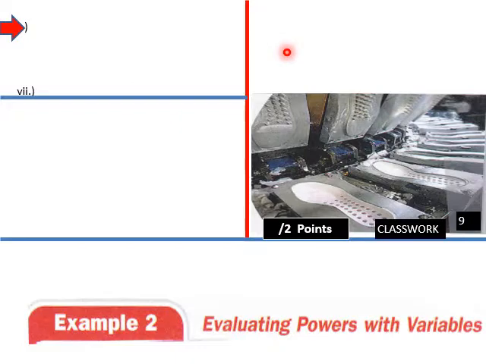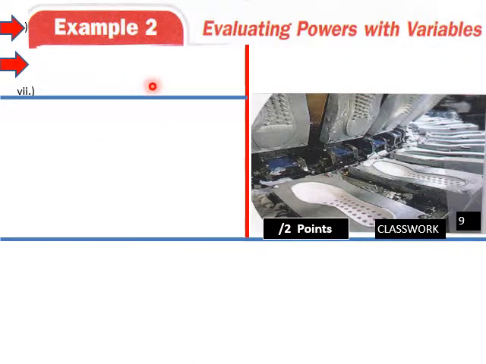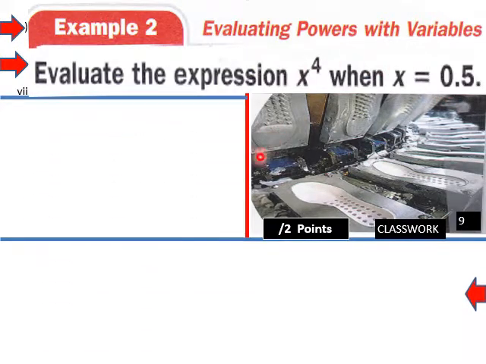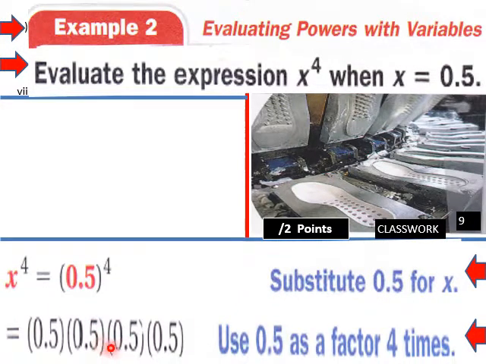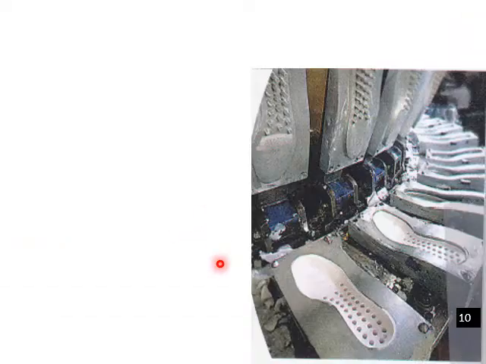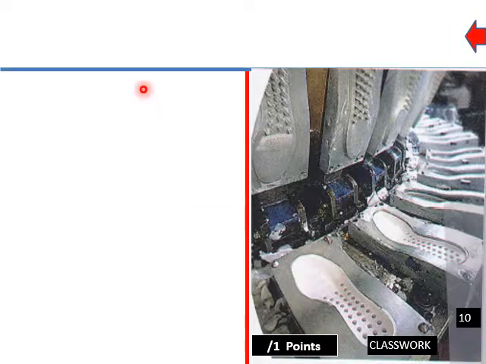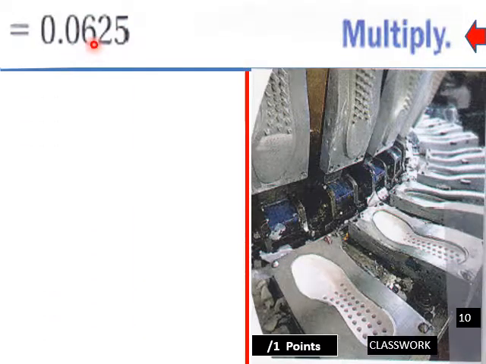Okay, example 2, evaluating powers with variables. Evaluate the expression x to the 4th when x equals 0.5. So x to the 4th, when we plug in 0.5 for x, we get 0.5 to the 4th power. Substitute 0.5 for x: 0.5, 0.5, 0.5, 0.5, as a factor 4 times. What does that come out to? 0.5 to the 4th power would be 0.0625.